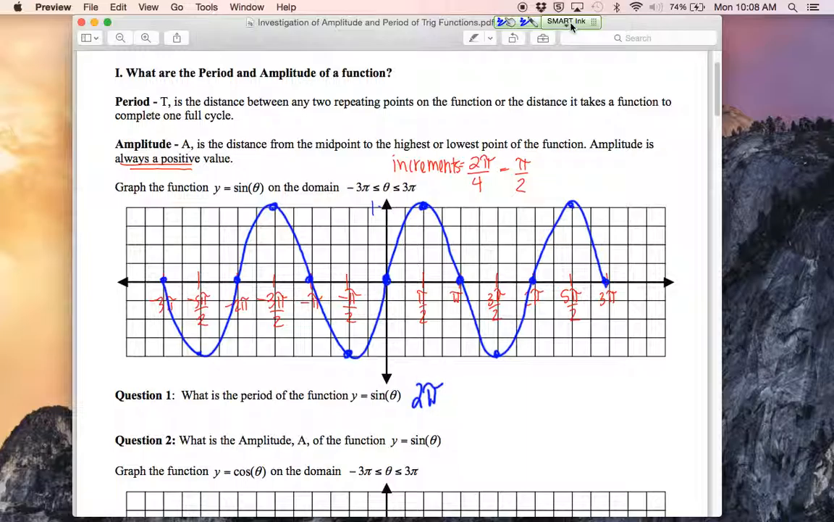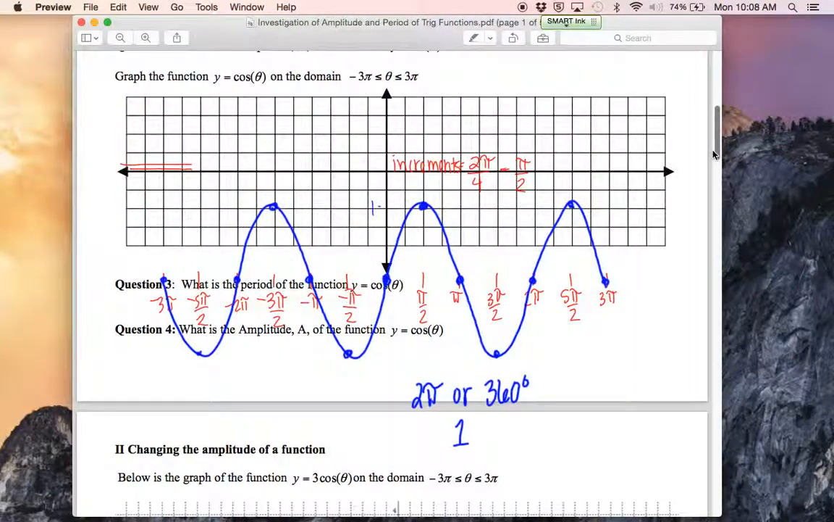So what is the period for the sine? It's 2 pi or 360 degrees. So 2 pi radians or 360 degrees. And the amplitude is 1. The distance from the middle to the top is 1, or the middle to the bottom. Notice it's positive 1.